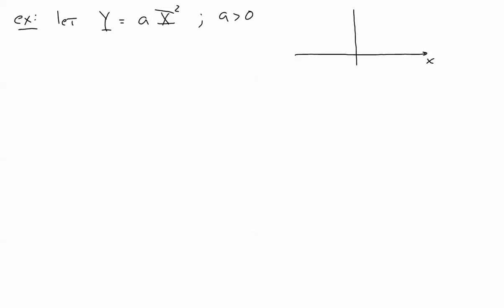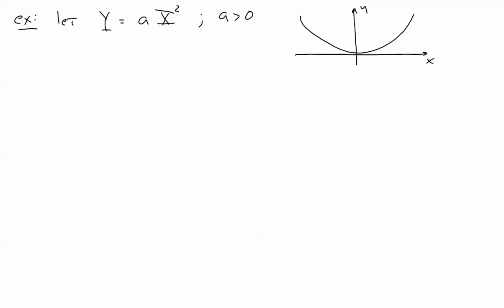All right. We'll do a couple of simple examples just to kind of demonstrate the point. Let y, my new random variable, equal a x squared. And in this case, I'm going to let a be positive. All right? All right. So my transformation function looks like this.